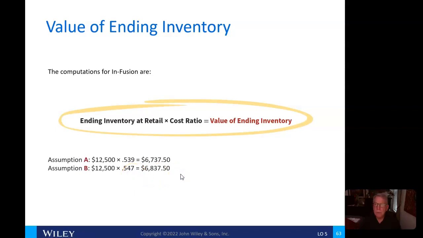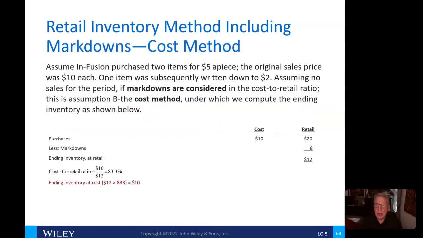Okay, so we're going to assume Infusion purchased 2 items, $5 apiece. The original sales price was $10. One item was subsequently written down to $2. Assuming no sales for the period, if markdowns are considered in the cost to retail ratio, this is assumption B, the cost method, under which we compute the ending inventory as shown.